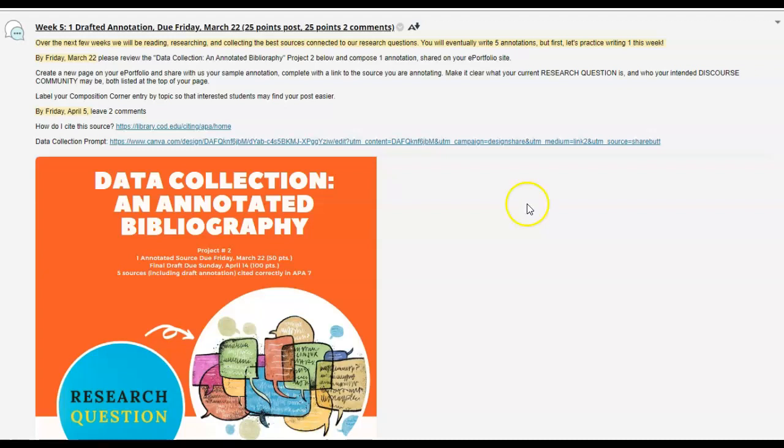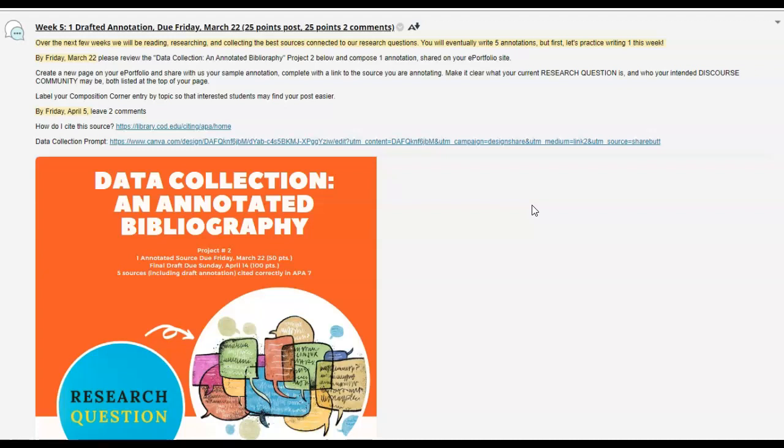Hopefully, yes. This week we're going to be thinking about drafting an annotation. In other words, a way to notate and to analyze carefully the things that we're reading about our topic. So over the next few weeks, we're going to be reading, researching, and collecting, which I think is so exciting. We're going to be collecting the best sources connected to our research questions, and eventually we'll collect 5 of the best sources out of all of the ones that we've read and analyzed and assessed.